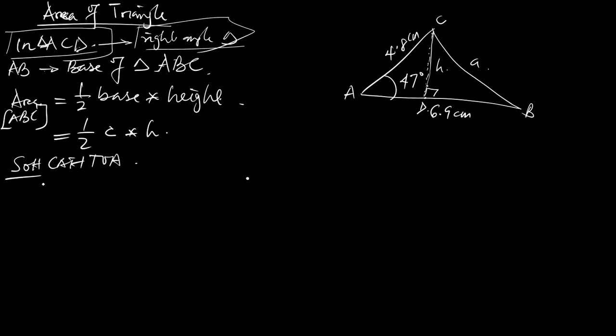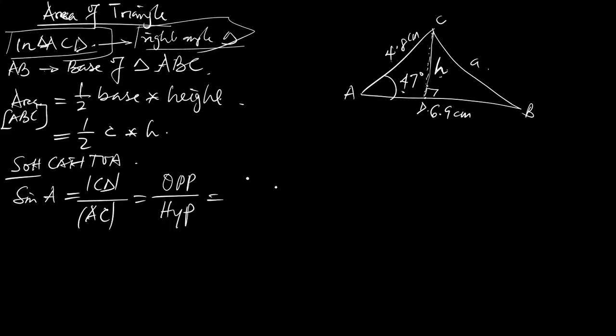Now SOHCAHTOA, if you look at it, we want to look for the height. The height is opposite to this angle A. So we can say sine A is equal to the height, CD, divided by the hypotenuse. That is opposite over hypotenuse. The hypotenuse of triangle ACD is AC. Now the opposite is h, while the hypotenuse is b.